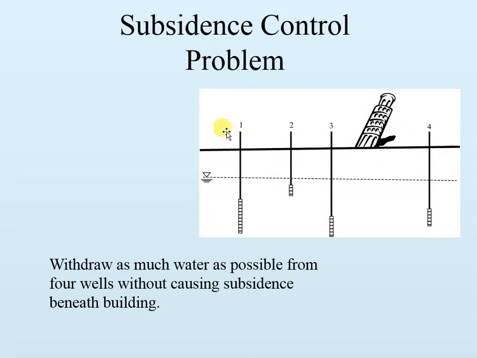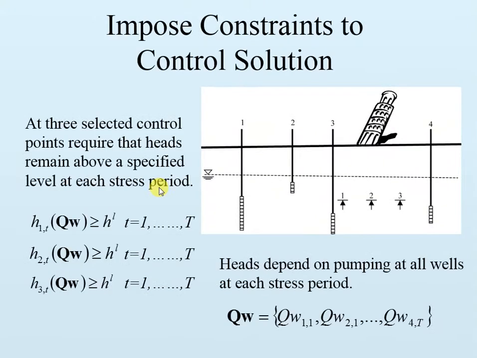So the problem here is that we would like to withdraw as much water as possible from these 4 wells, but we want to avoid subsidence beneath the building, which we're going to simulate or represent as maintaining water levels above a certain elevation. So we'll select 3 locations, 3 control points, 1, 2, 3, and require that the heads at those control points be greater than a lower bound.